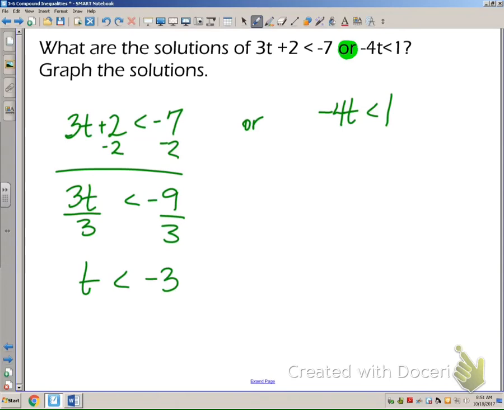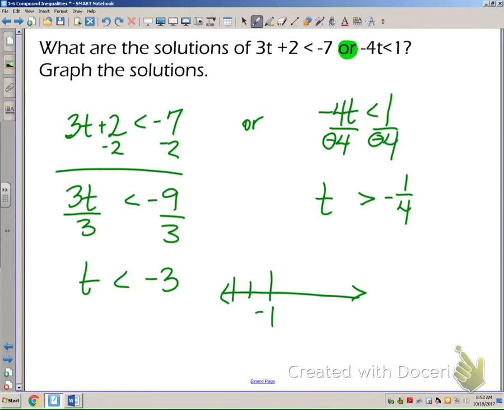Over here, it's pretty easy. We just divide both sides by negative 4. Something to remember, I divided both sides of my inequality by a negative number, so I've got to flip the inequality symbol, and I've got negative 1/4. Okay, so on the number line, we're starting at negative 1/4. So if I've got negative 1, negative 2, this would be a half, so negative 1/4 would be right here. Not including, we want all the t's greater than negative 1/4.